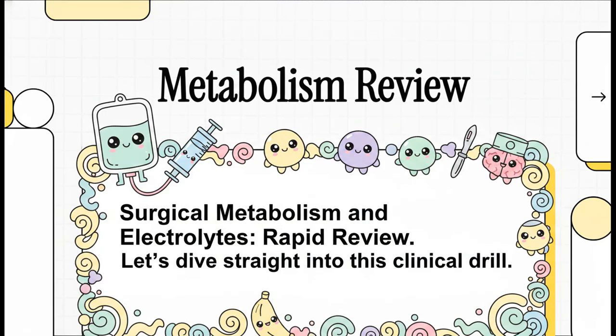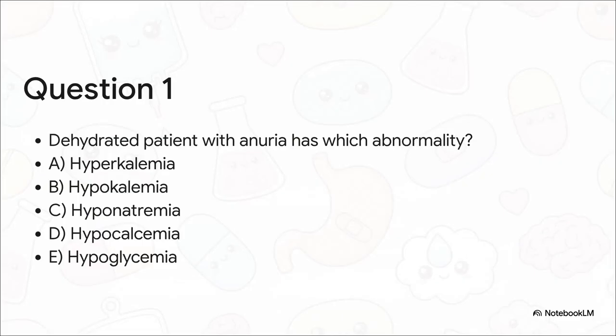Surgical, metabolism, and electrolytes. This is a high-yield, rapid review, so we're skipping the preamble and jumping straight into the clinical drill right now. Let's go. Question 1. A patient who is dehydrated with anuria is most likely to have which of the following underlying abnormalities? Is it A, hyperkalemia, B, hypokalemia, C, hyponatremia, D, hypocalcemia, or E, hypoglycemia?